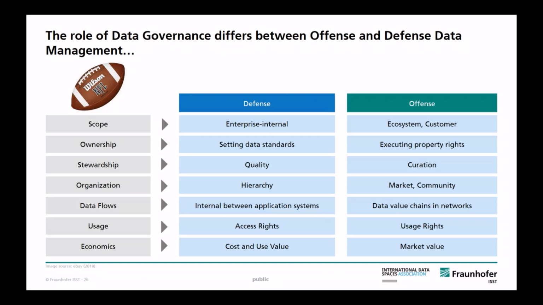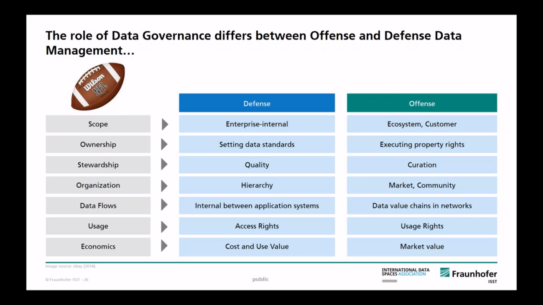In terms of organizational scope, we need to broaden it from purely enterprise internal to ecosystem and involving also the customer. In terms of ownership, the notion of the data owner as introduced earlier on by BOSCH does not really match the notion of data ownership in a business ecosystem, right? So in contrast to purely setting data standards, ownership is understood in our context now as executing property rights on data or even ownership rights. I know that this concept does not exist so far, therefore it shows a property right.